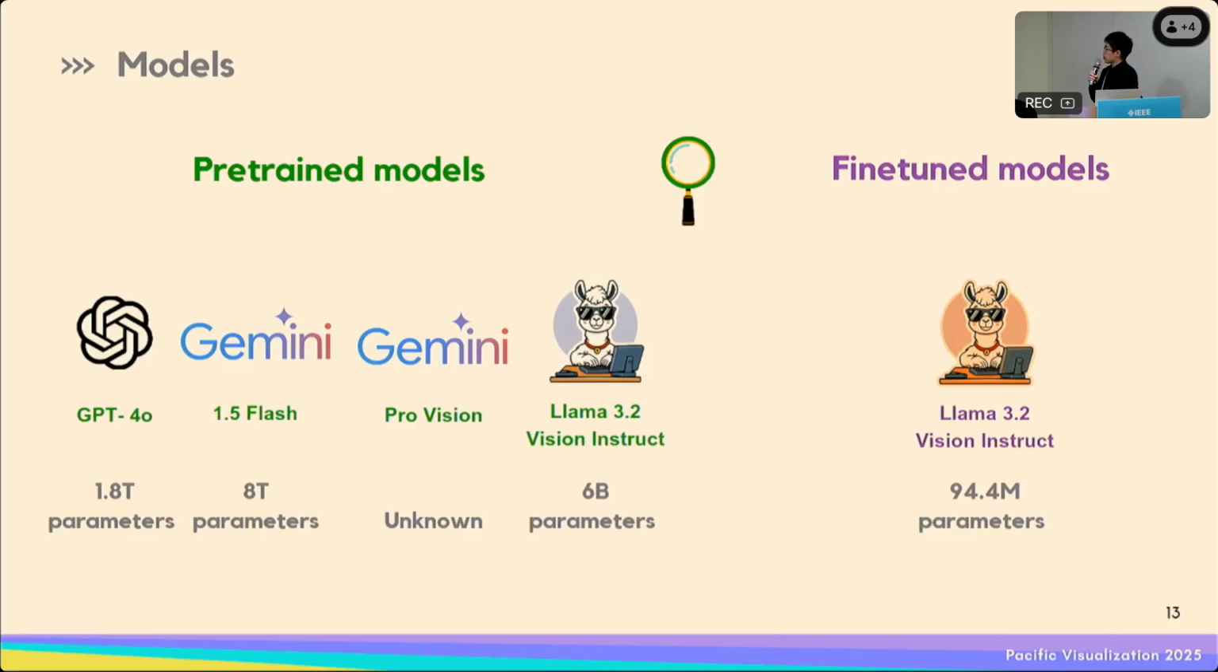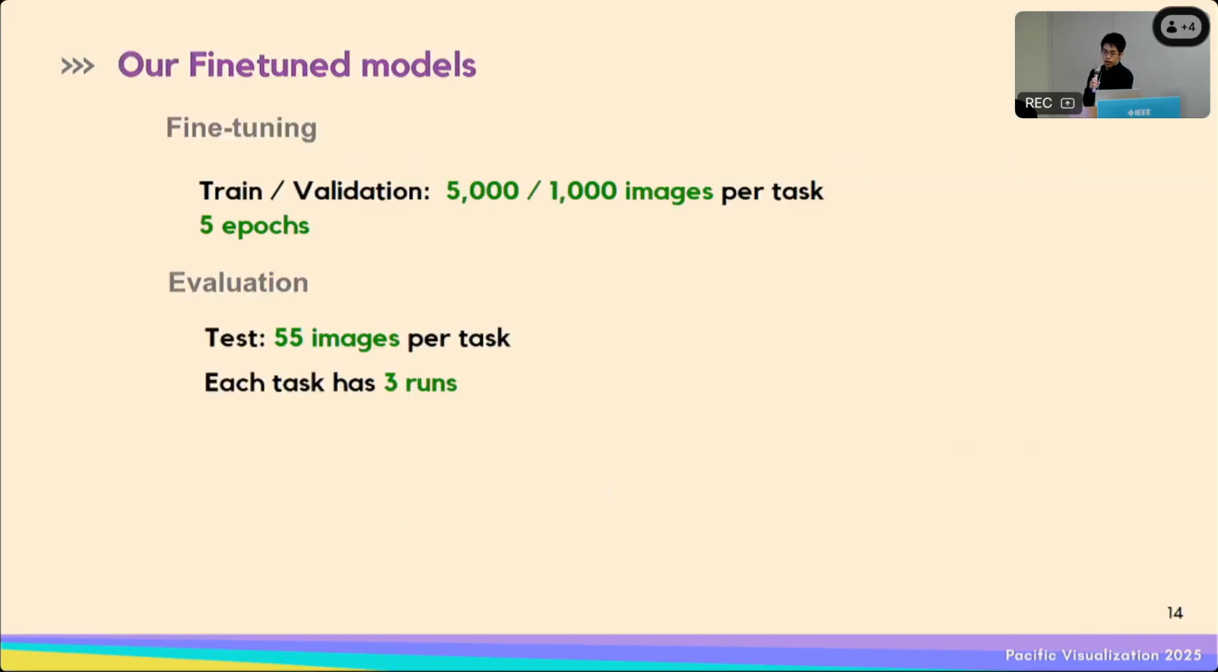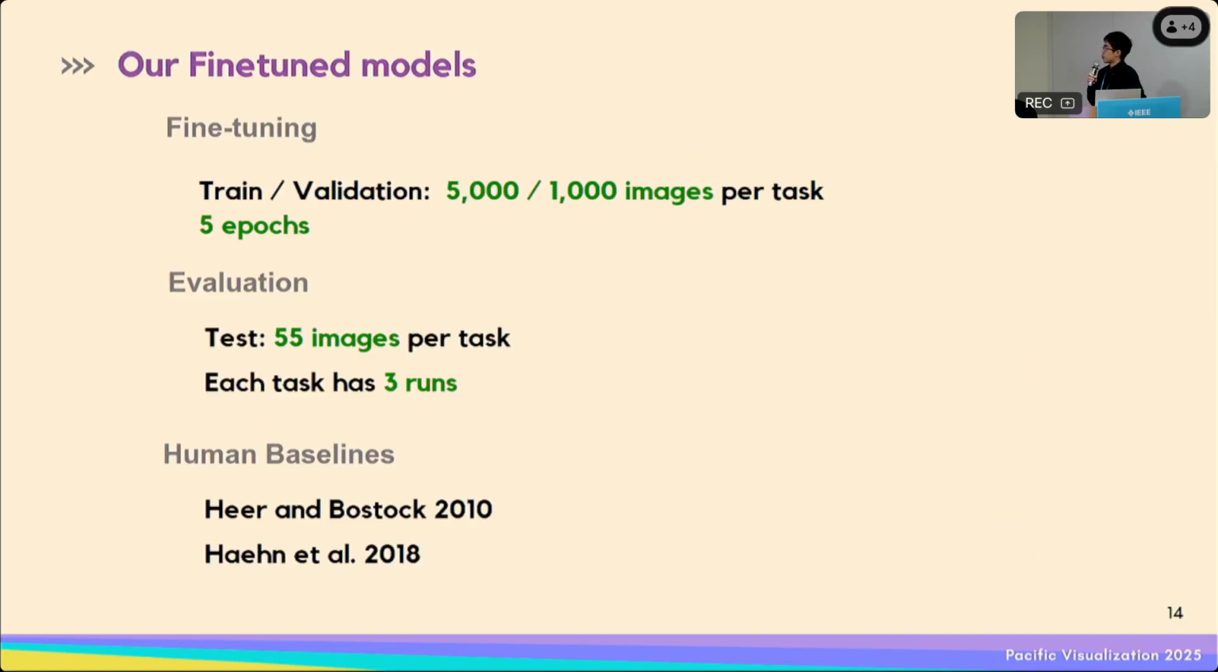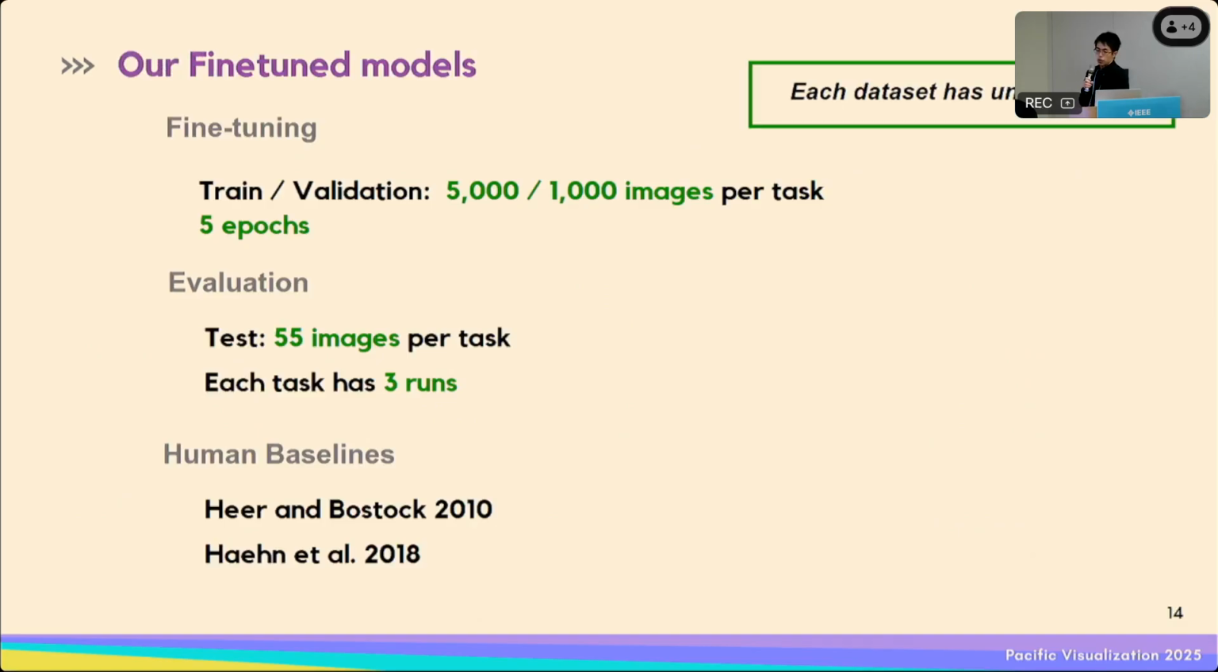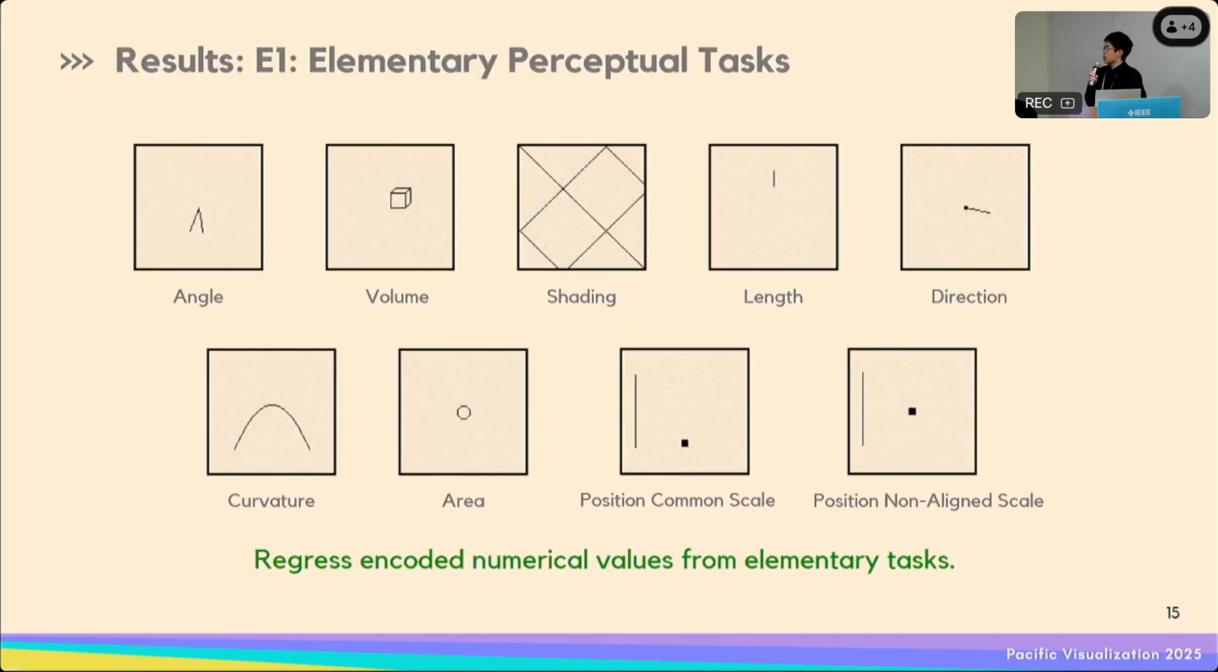Additionally, we also fine-tuned Llama specifically for this study. And by this, we aim to see how fine-tuning affects the performance of the models. And here are some numbers for fine-tuning and evaluation. We made sure each data set had unique labels, or I should say, unique images. And for human baselines, we used data from the previous studies. Since the time is limited today, I will focus on a few selected experiments and share the results.